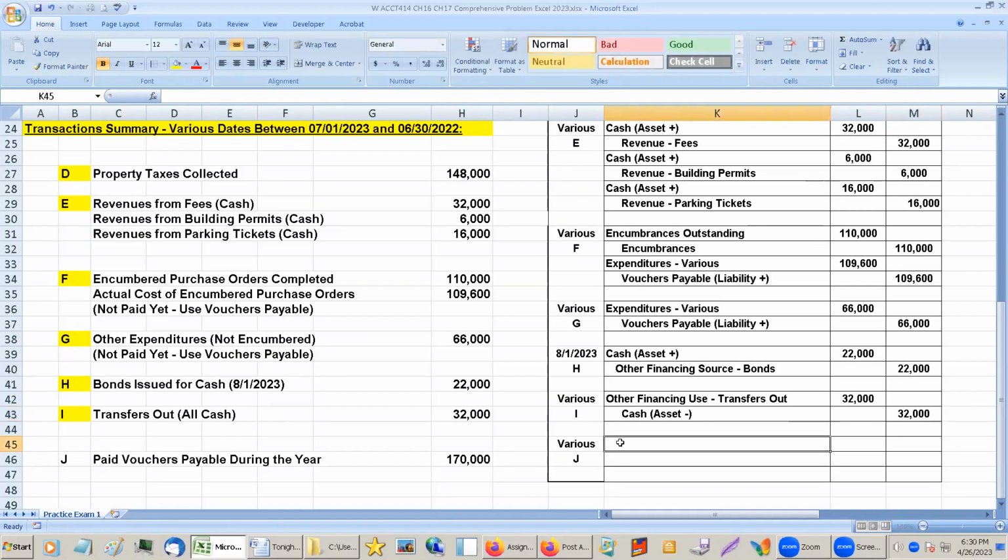Okay, paid vouchers during the year, 170,000. Vouchers payable and cash. The vouchers payable liability is going down, $170,000. Cash is an asset going down.